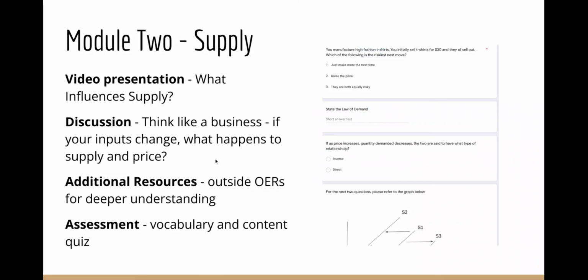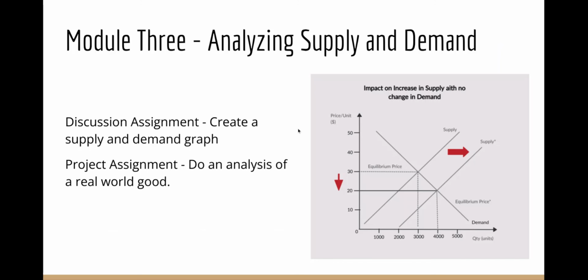Module 2, supply: a video presentation on the concept, and a discussion, think like a business. If their inputs change, what happens to the supply and price? This is a module with additional resources outside OERs that they can review prior to a formative assessment, a vocabulary and content quiz that counts for 25% of their overall grade.